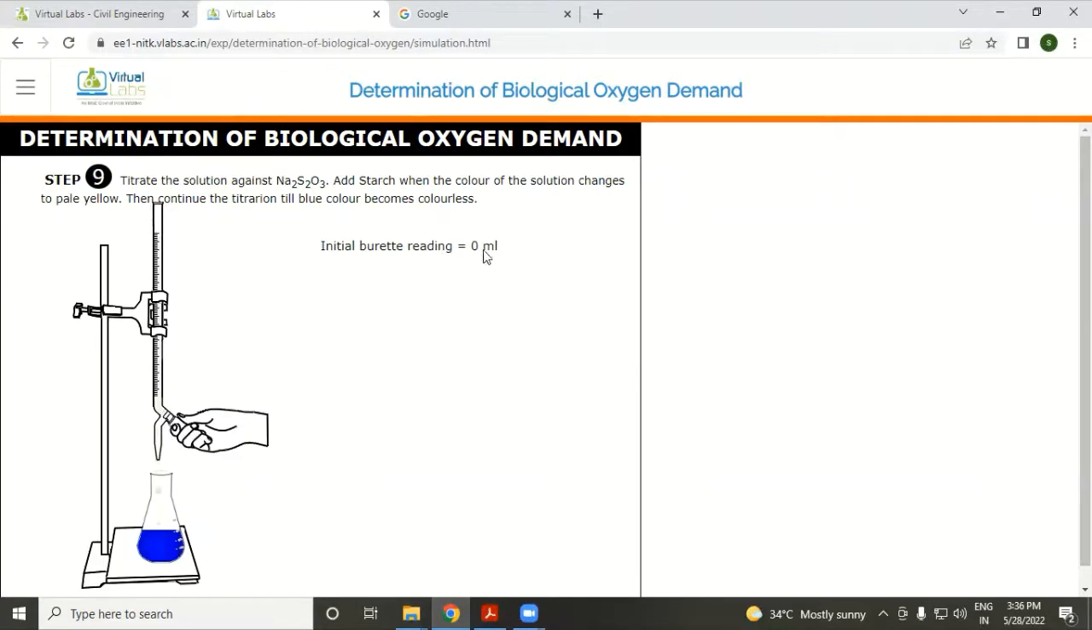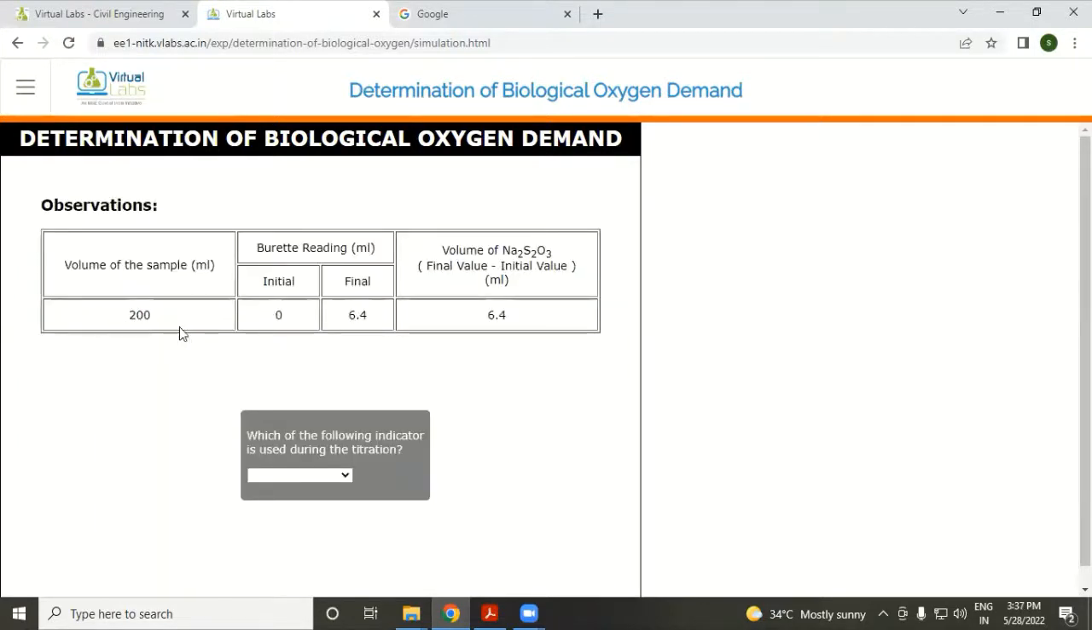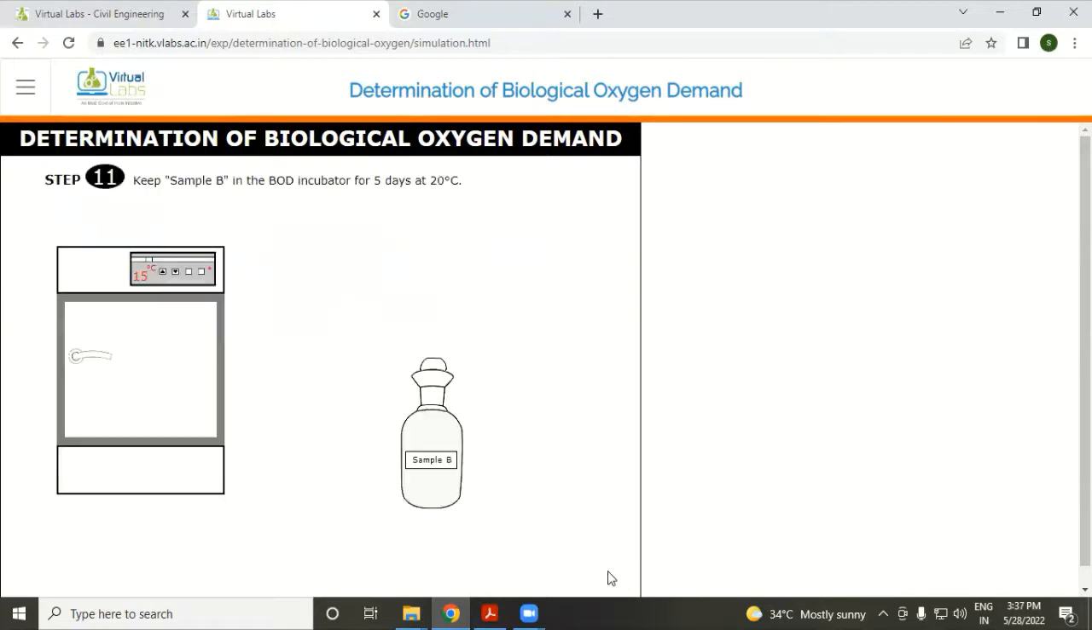So the initial burette reading is 0 and the final burette reading is 6.4. What is the normality of sodium thiosulfate? It is 0.025. So your answer is correct. Go to the next step. The volume of sample is 200 ml. Initial reading is 0, final reading is 6.4, and the volume of sodium thiosulfate is 6.4. Which of the following indicators is used during the titration? Starch indicator is used during the titration. So go to the next step.